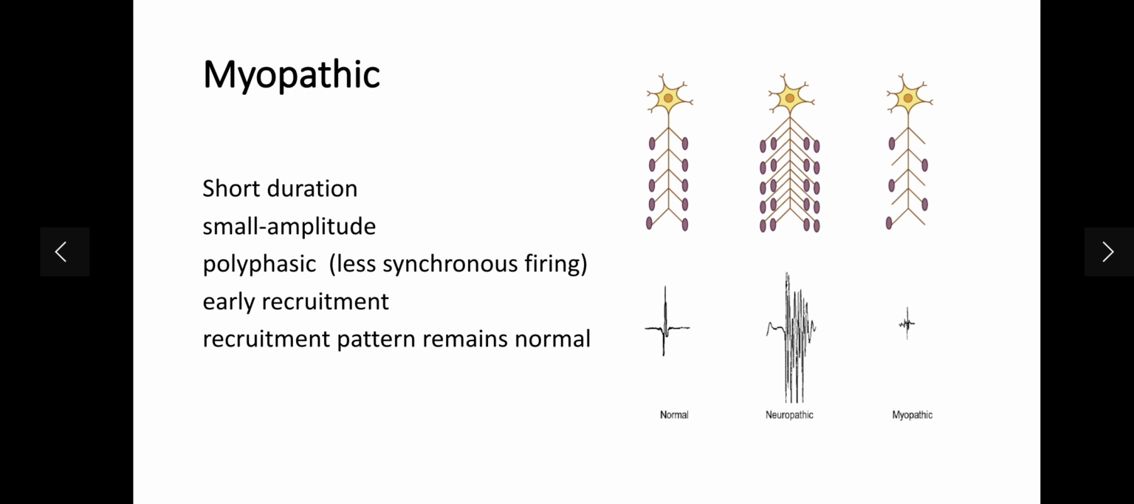But what you can see is early recruitment because the motor unit is weaker than the normal motor unit. So you will need more motor units to generate the same force that a normal motor unit would generate. So the patient will recruit more motor units to generate only a slight degree of force.